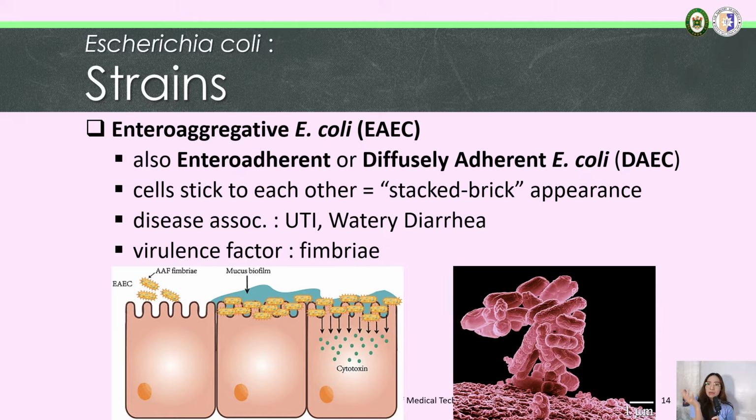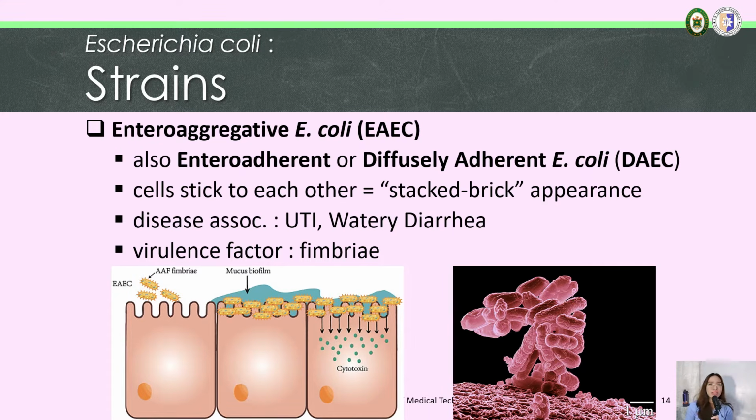Okay. So kanina po, di ba, we have the UPEC strain or the Uropathogenic E. coli. So the Uropathogenic E. coli, they're only documented to cause UTI. Okay. Pero if it's able to cause both UTI and watery diarrhea, then yung EAEC na po ang pinag-uusapan natin.